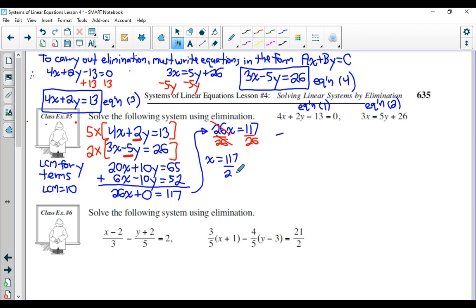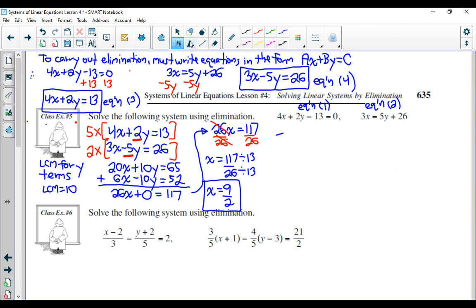117 over 26. Okay, this is pretty ugly in terms of a fraction, and it's actually not easy to see, I think, what number divides evenly. We can divide both the top and the bottom by 13. This will reduce it. Okay, divide 13, and then 117 divided by 13 is 9. And then 26 divided by 13 is 2. Okay, so my x coordinate is going to be 9 over 2.